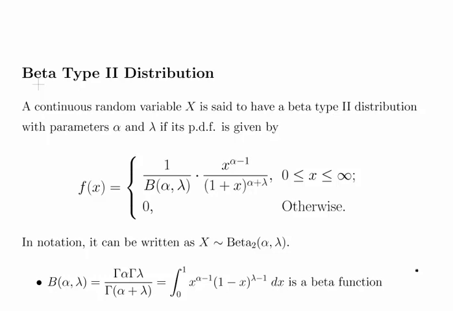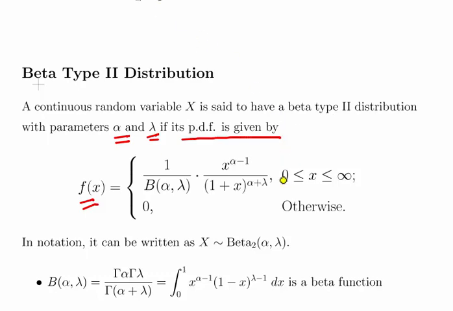In this presentation, we are going to look at the beta type 2 distribution. A continuous random variable x is said to have a beta type 2 distribution with parameters alpha and lambda if its PDF is given as follows. f of x equals 1 over the beta function of alpha and lambda times x to the power of alpha minus 1 over 1 plus x to the power of alpha plus lambda.